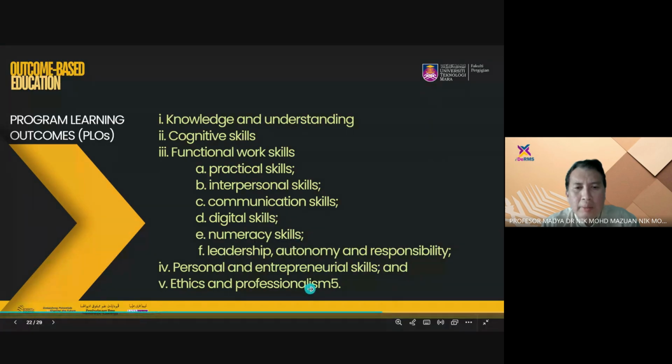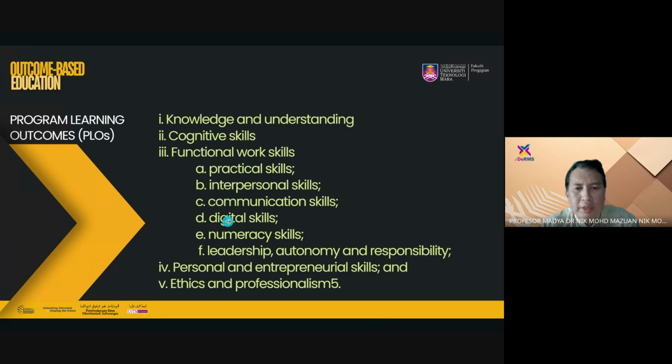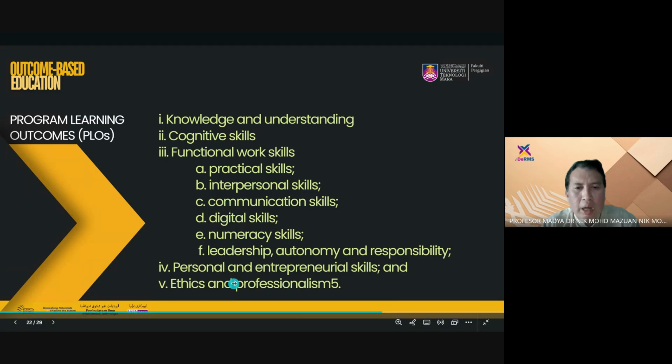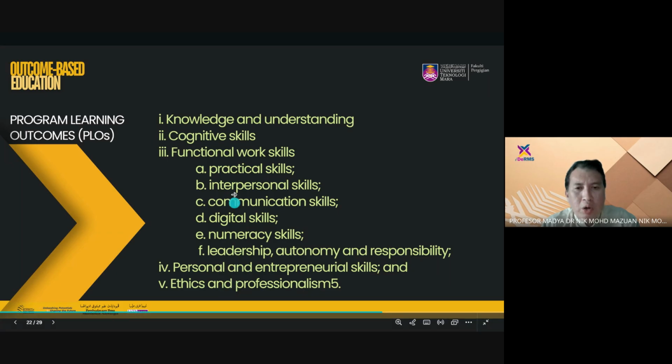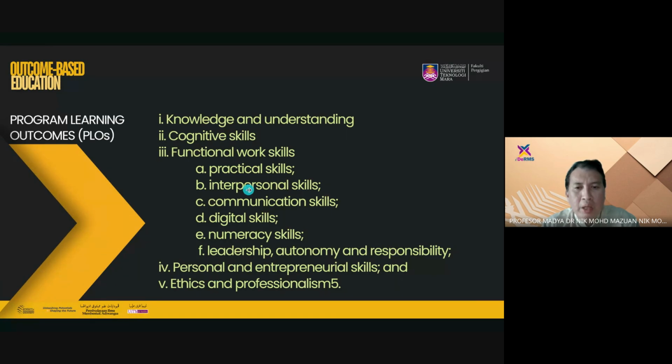For now we have 1, 2, 3, 4, 5, 6, 7, 8, 9, 10 in total. Functional work skills is actually divided into 6: practical, interpersonal, communication, digital, numeracy, leadership. All the way to ethics. All of our programs actually have these elements. Maybe some of us combine them, for example, combining practical skill with interpersonal skill in a single learning outcome. Otherwise, they would probably have 10. If they follow exactly like this, they have 10.